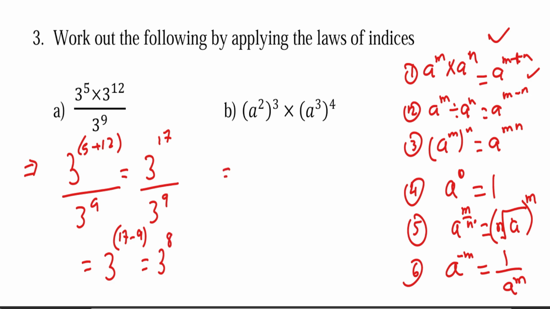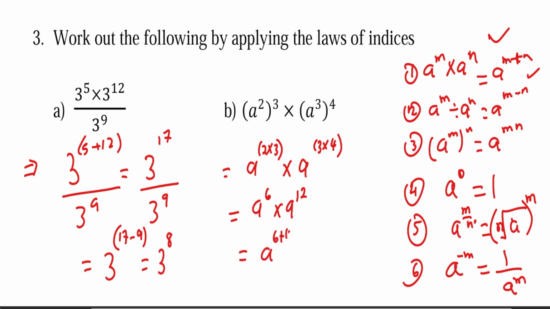Let's try question B. For question B, you have two powers, therefore you need to multiply those two powers. So you take 2 times 3, and 3 times 4. This gives you a to the power of 6 times a to the power of 12. And therefore add the powers, so 6 plus 12 gives you a to the power of 18. You see how easy it is. Now let's go and try some questions out.